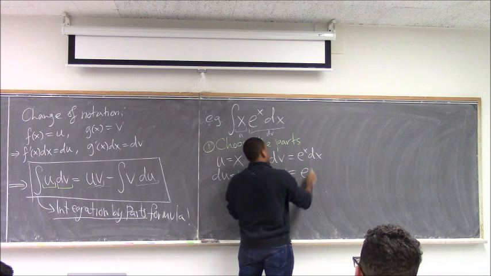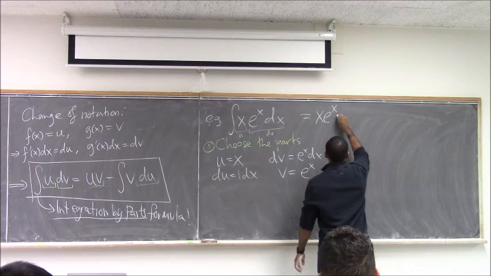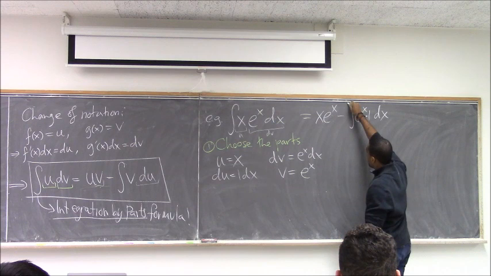And now what you're going to do is plug into the formula. So that means x times e to the x is x e to the x, subtract the integral of e to the x times 1. So that means the integral of e to the x, which is equivalent to e to the x. So what is that? We have a basic rule for that. Yes, e to the x.